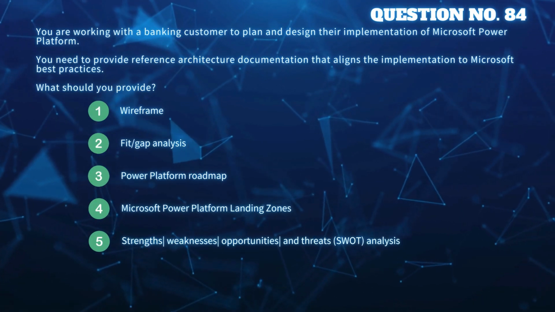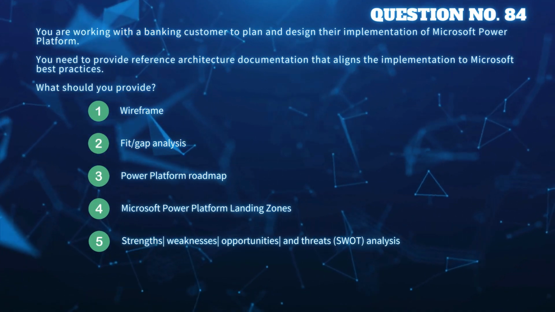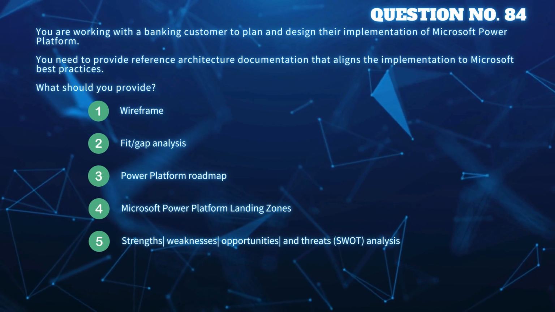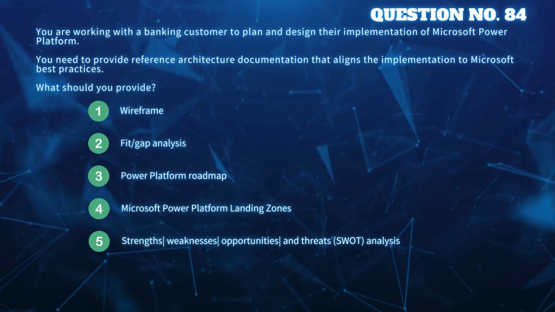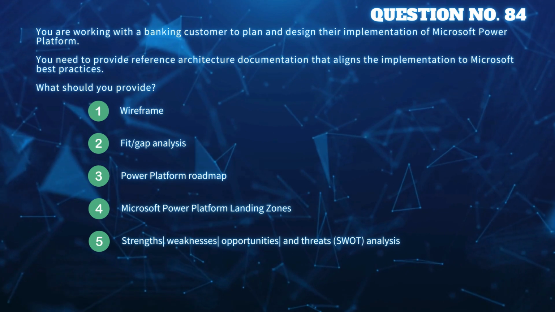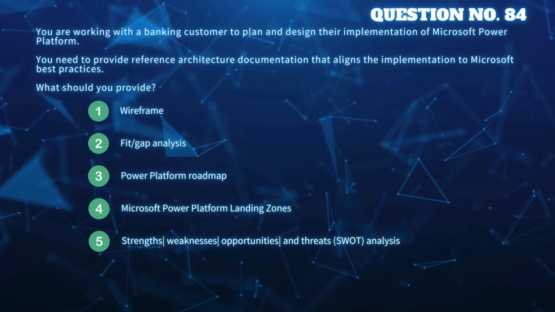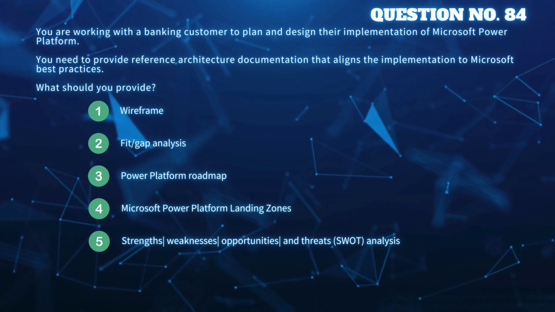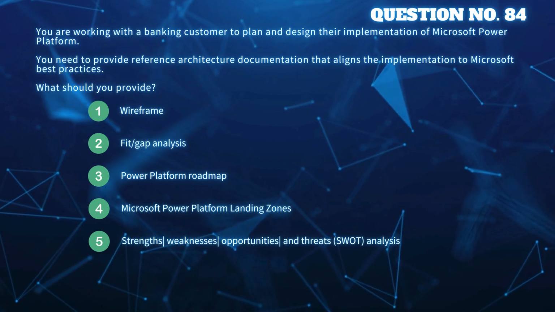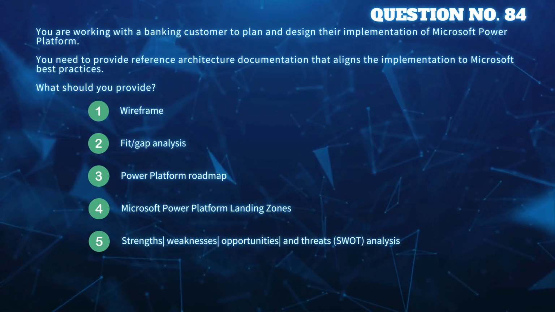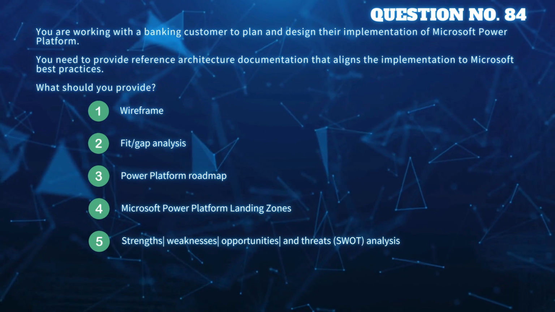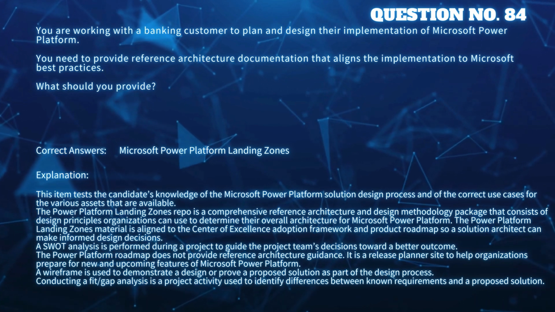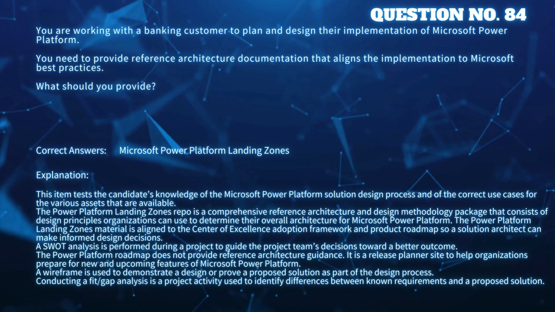You are working with a banking customer to plan and design their implementation of Microsoft Power Platform. You need to provide reference architecture documentation that aligns the implementation to Microsoft best practices. What should you provide? Option 1, Wireframe. Option 2, Fit/Gap Analysis. Option 3, Power Platform Roadmap. Option 4, Microsoft Power Platform Landing Zones. Option 5, Strengths, Weaknesses, Opportunities, and Threats, SWOT, Analysis. Correct answer: Microsoft Power Platform Landing Zones.